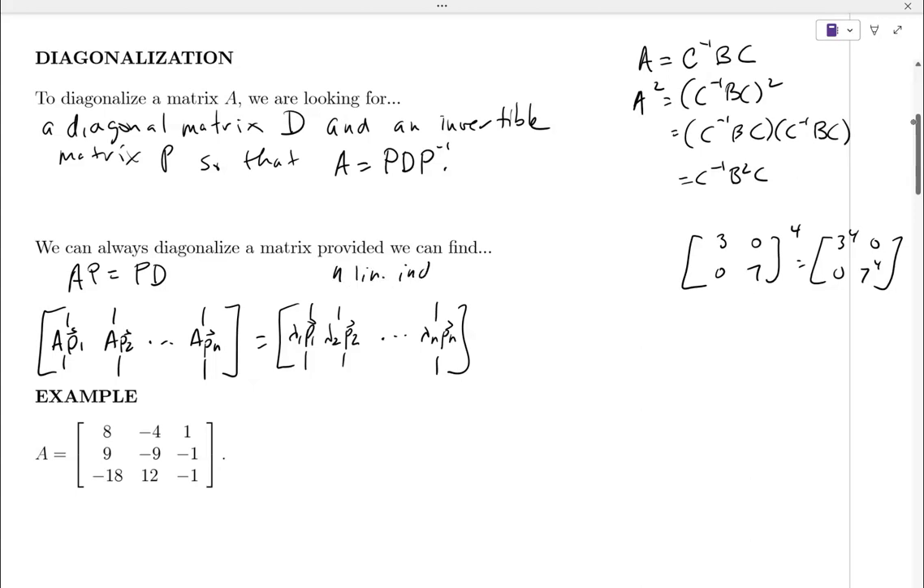And we'll concentrate on how to do that next time. By the way, it's not always possible. It's entirely possible that you find a matrix that's not diagonalizable. And we'll see an example of that next time.